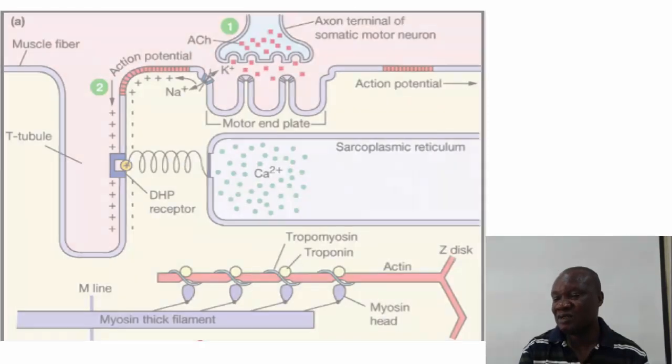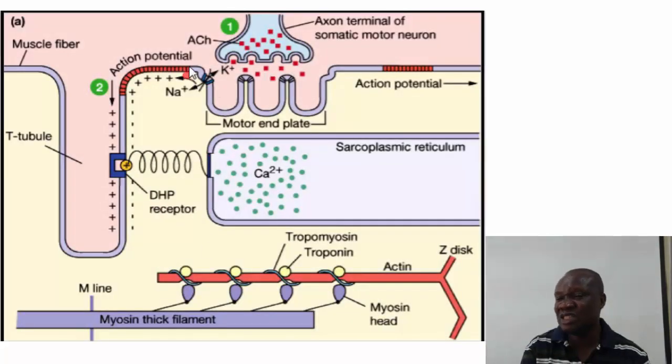So, action potential is generated on the plasma membrane, and it's conducted into the cell via T tubules. So these are T tubules. Action potential is being transmitted across into the cell.